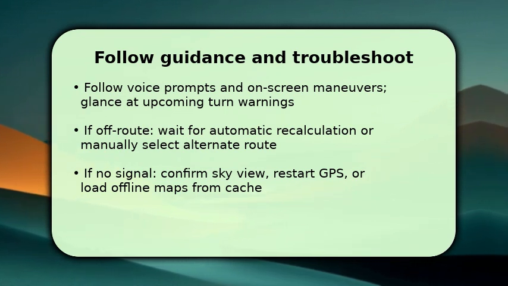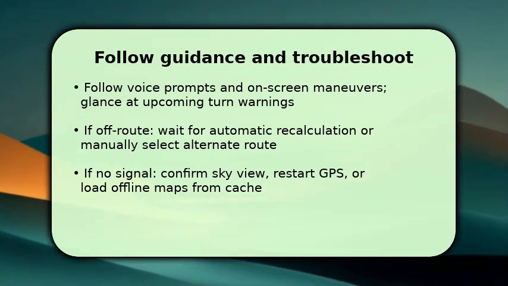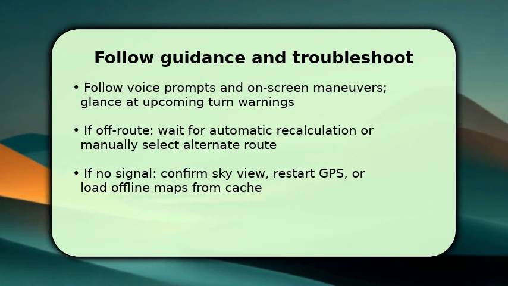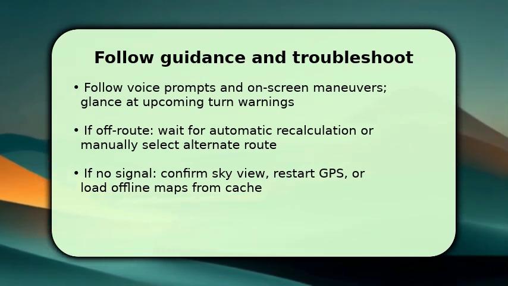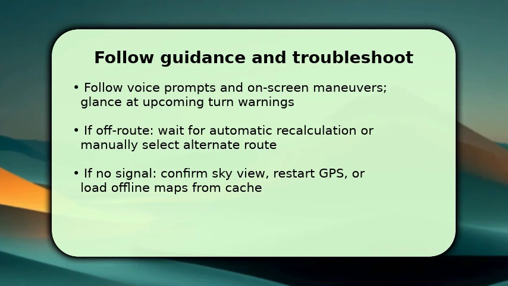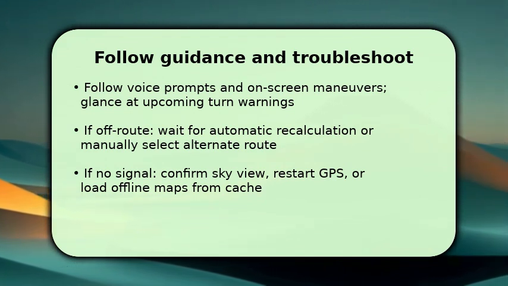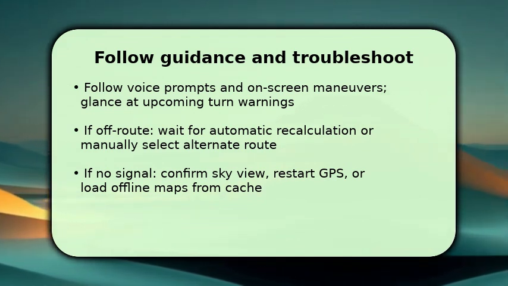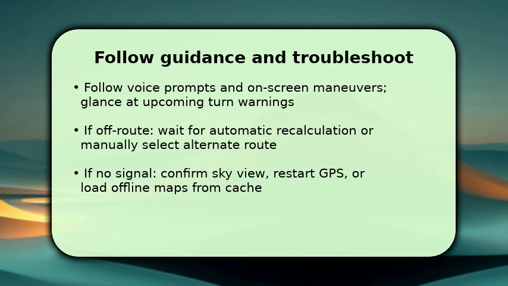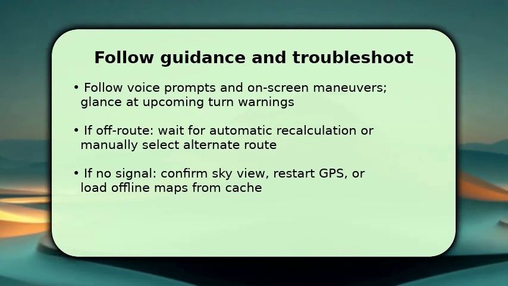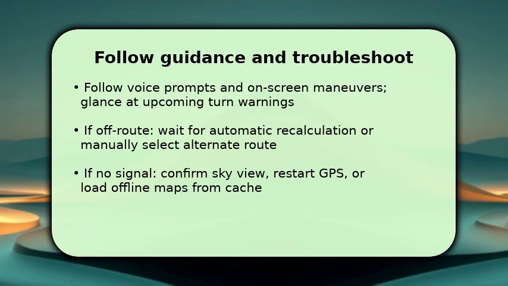If you miss a turn or go off-route, the device usually recalculates automatically. Make sure you allow a few seconds for a new route. If guidance stops because of poor satellite or data signal, move to an open sky view and wait, restart the unit if needed, or switch to pre-downloaded offline maps so you can continue without real-time data.